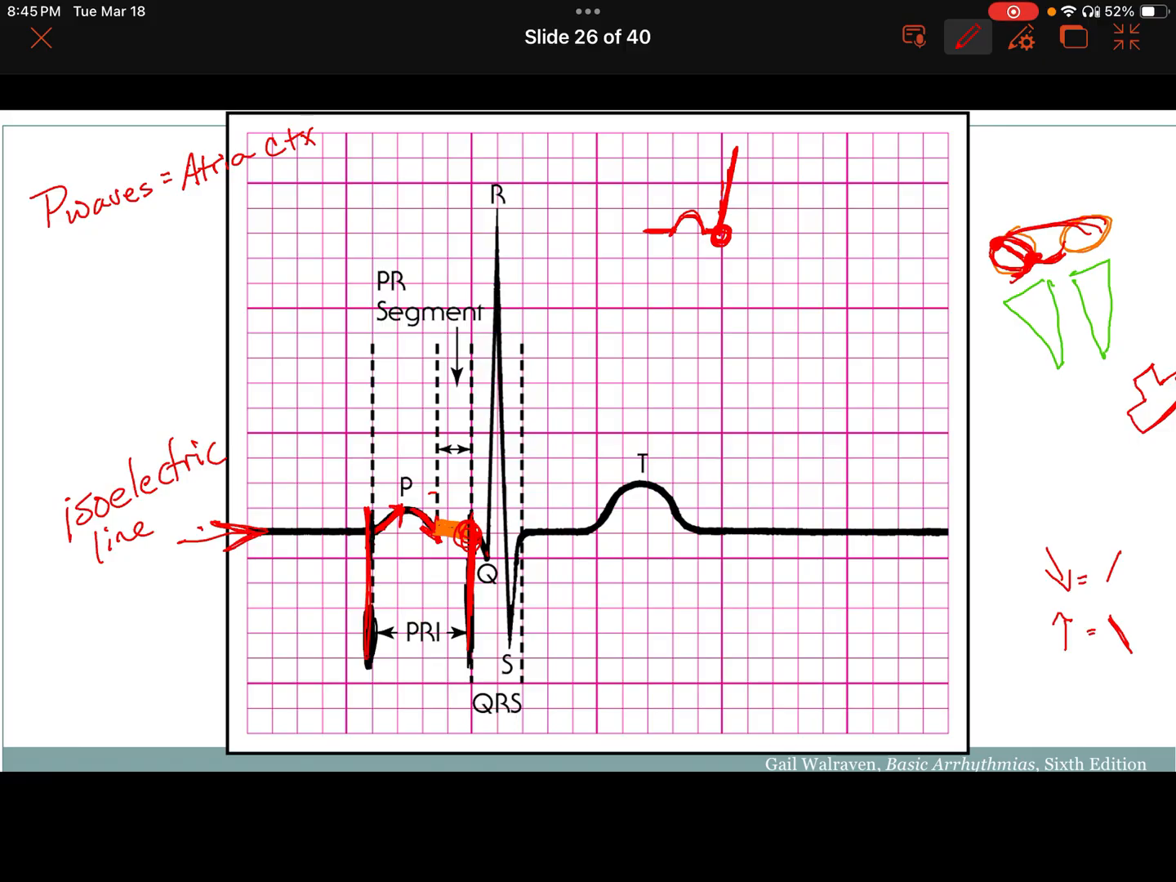So your PR interval, or PRI for short, should be no greater than 0.20 seconds. So it should be no greater than one big block. Okay, remember, you take 5 of those small blocks, 1, 2, 3, 4, and 5, at 0.04 apiece. It comes up to 0.2. They should be no bigger than 0.20.